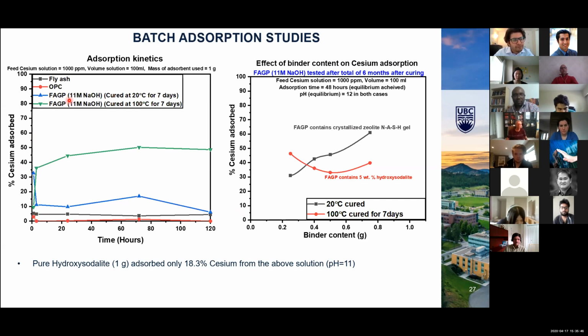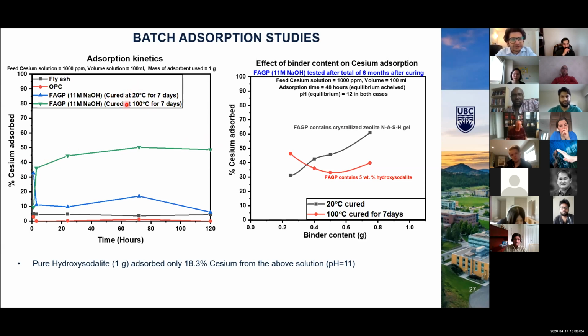And if you look at the geopolymer here, which was cured at 20 degrees just for 7 days, it starts to adsorb cesium within the material. But since the geopolymerization process is not complete after 7 days, we can see that the cesium adsorption in the material is not that significant. But once you cure it at 100 degrees for 7 days, which further increases the geopolymerization within the material, we see that the cesium adsorption increases here.